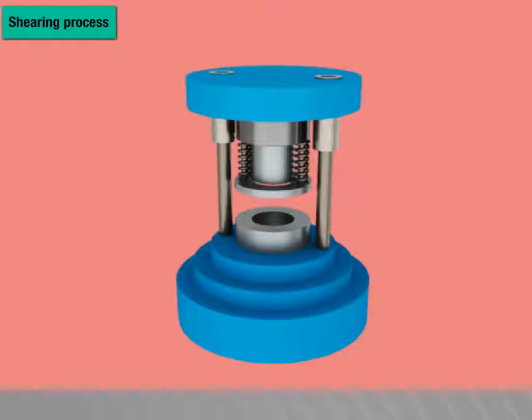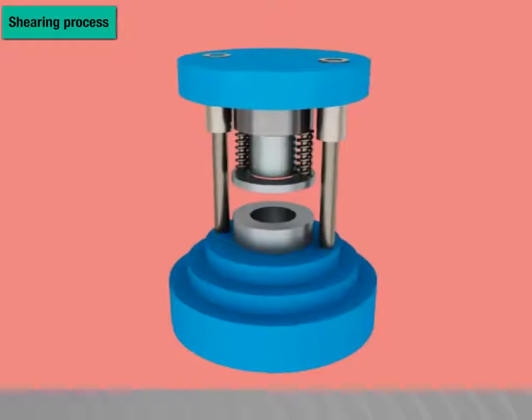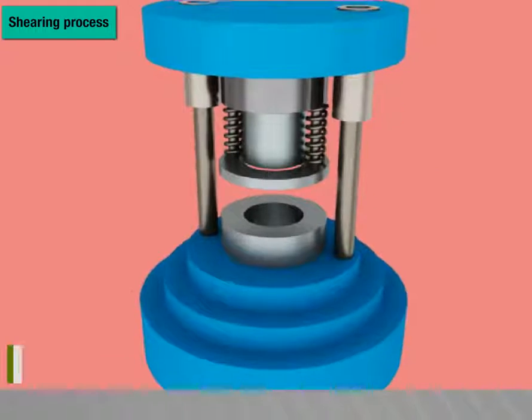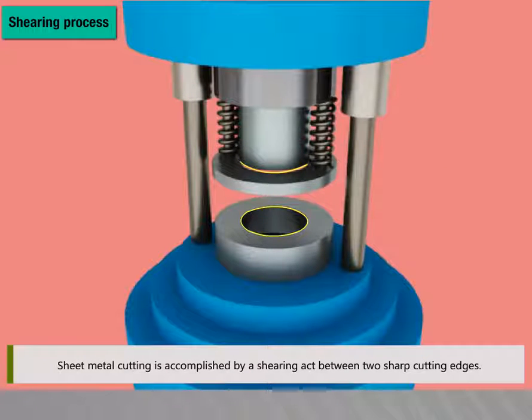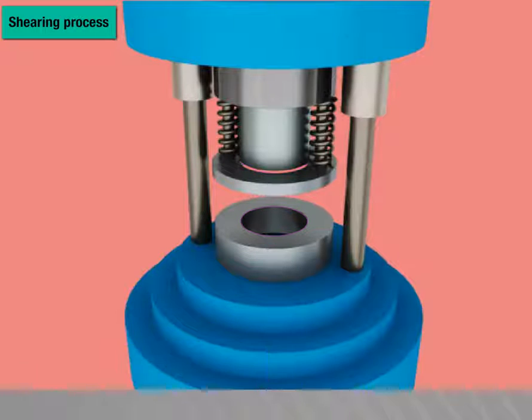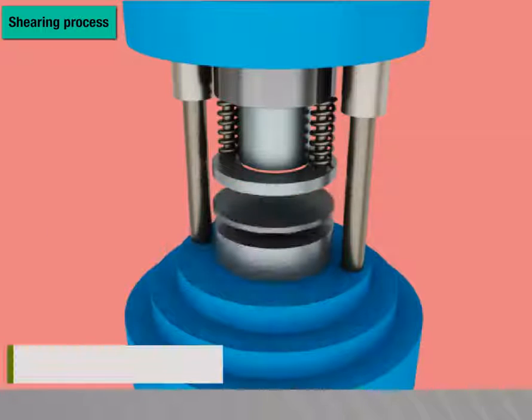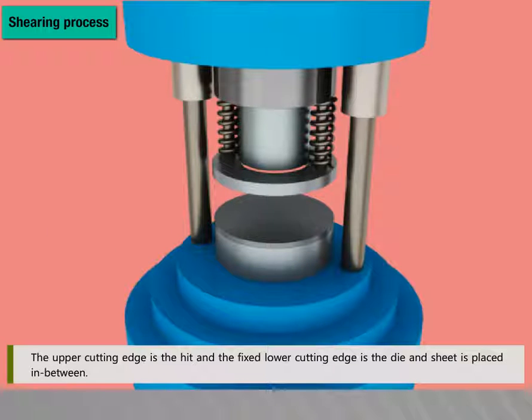Shearing process. Examples of the shearing process are punching machine, punch, stripper plate, guide post. Sheet metal cutting is accomplished by a shearing action between two sharp cutting edges. The upper cutting edge is the punch and the fixed lower cutting edge is the die, and the sheet is placed in between.